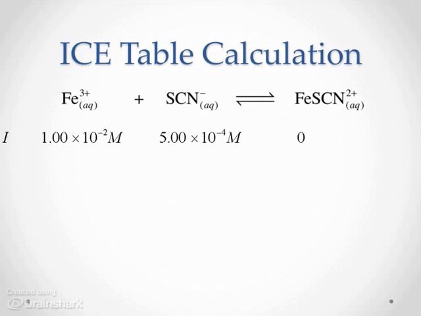So here we have an example of a calculation for our ICE table. We've got our initial concentrations there of our two reactants. Remember, initially we don't have any of our product yet. Then the system goes through a change. So we know that we are making some of our iron thiocyanate in this reaction system, which means we must be consuming that amount of our reactants within our reaction.